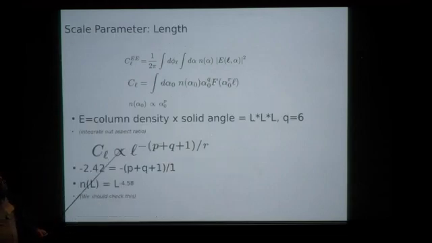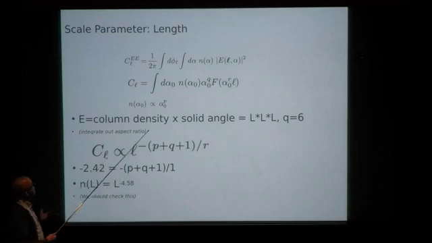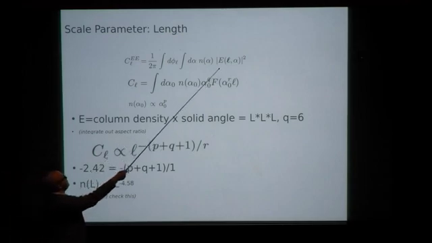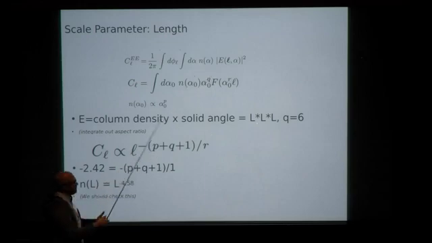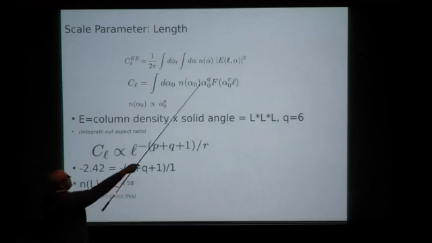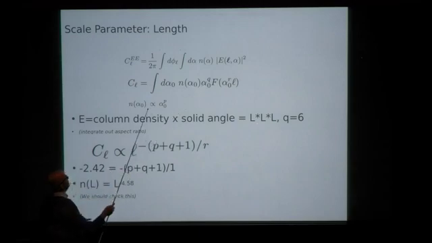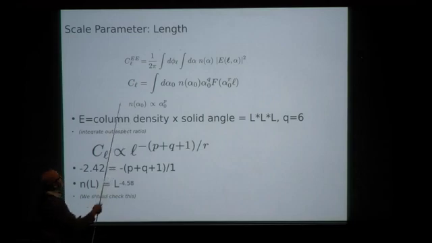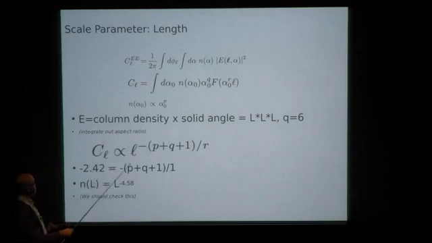Well, if I just say that my scaling parameter is the length, then the column density, or the E-mode scaling, will go like the column density of the solid angle. So P here, Q here will go like alpha to the length to the 6th. And I know what CL needs to be. CL has to scale like L to the minus 2.4. That's what the sky tells us. So this tells me that the number of filaments has to scale like L to the minus 4. This is something that we need to go check. There are many knobs on this.